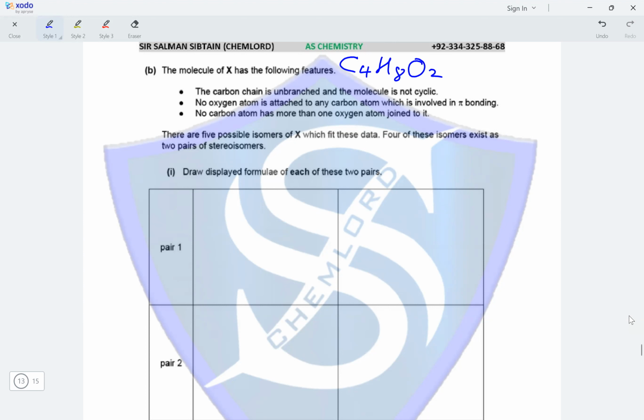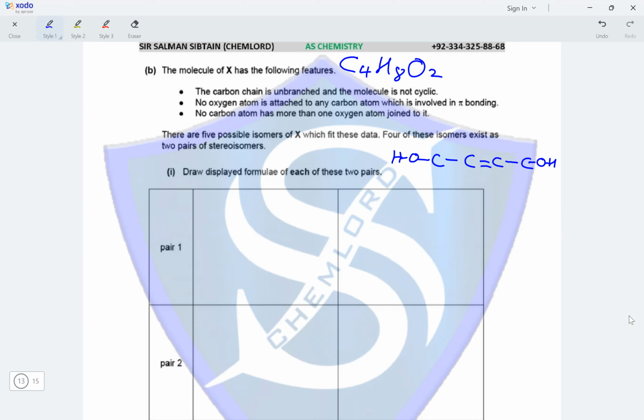C4H8O2. So we've got four carbon atoms, one, two, three, and four. So the carbon chain is unbranched. No oxygen atom is attached to any carbon with a double bond. So if we place a double bond in between, that means the oxygen atoms are placed on the terminal carbon atoms. And since it is not a carboxylic acid, we can complete that as the alcohol group. So what is left?